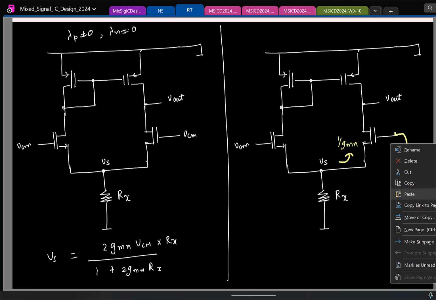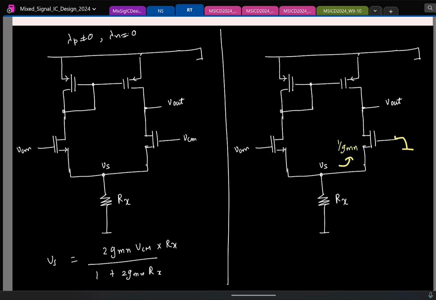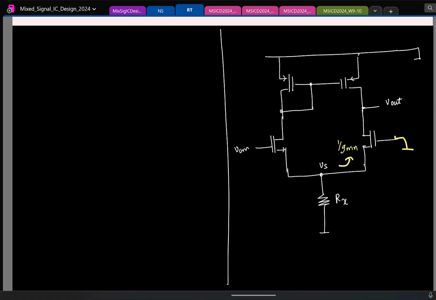Maybe I'll take it to a second page. Take some space here. Okay, so I have the left side NMOS transistor wherein the input is applied. I have Rx, and the looking-in resistance is 1 by gm, so it is effectively adding a resistance. Now I'm applying an input at the gate and finding the voltage at the source. Do you know the result already?